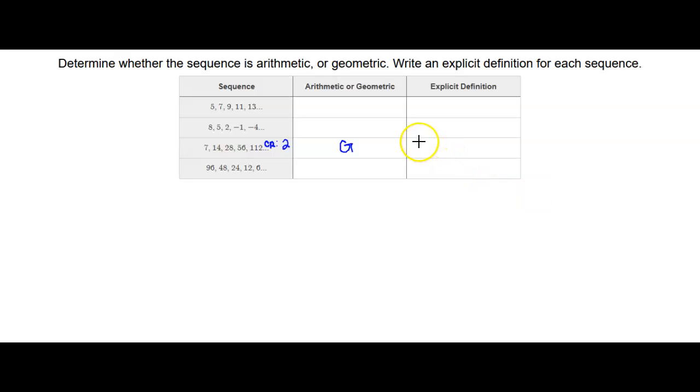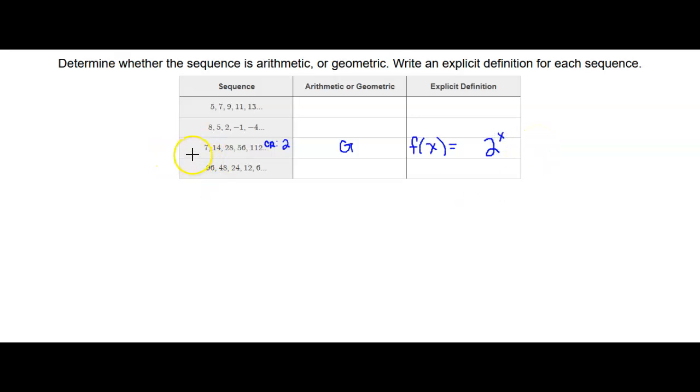So when we write this explicit definition, again, we want to use function notation. So we're going to start off with f of x or f of n. F of x is equal to. Now the common ratio goes second, and so we put 2, and then we raise it to the power of x up here.